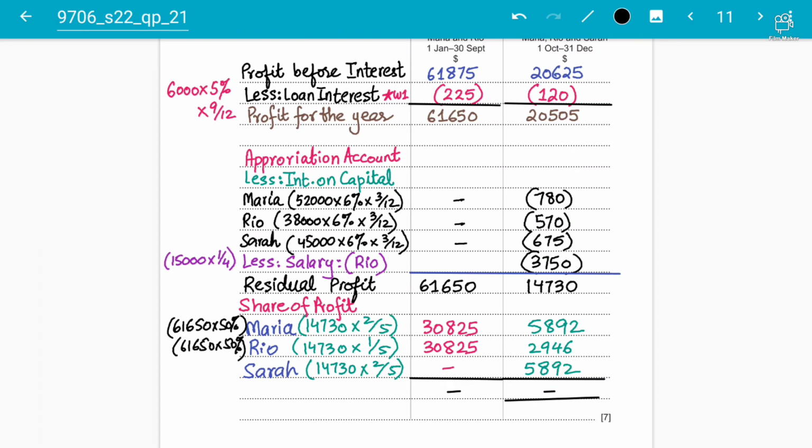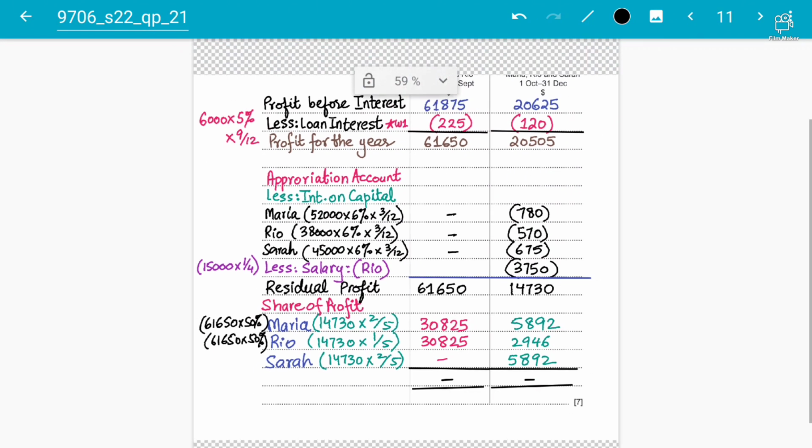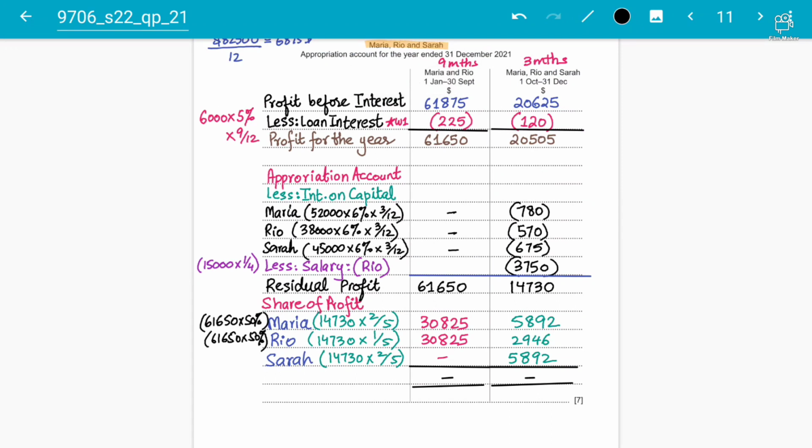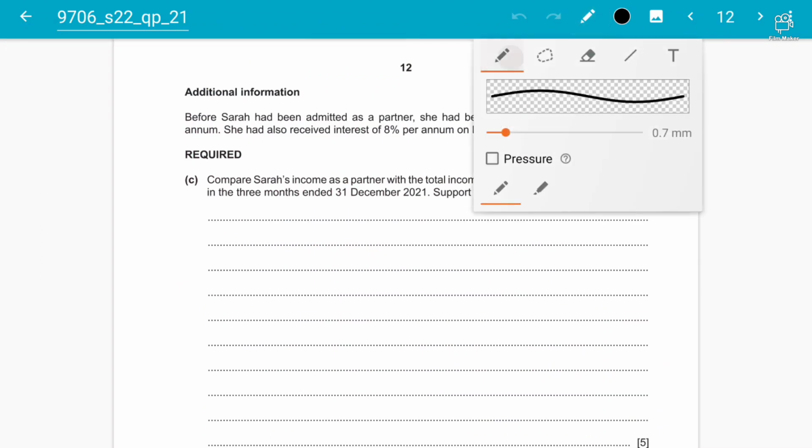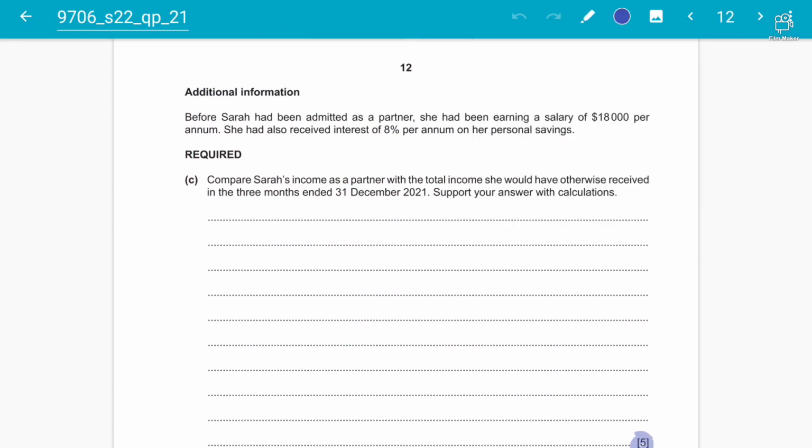Okay, so you have balanced it, and that is how the appropriation account will be made, and it's correct as well in correspondence with the marking scheme. Let's try to also do one more part, that will give us all 15 marks for this question.